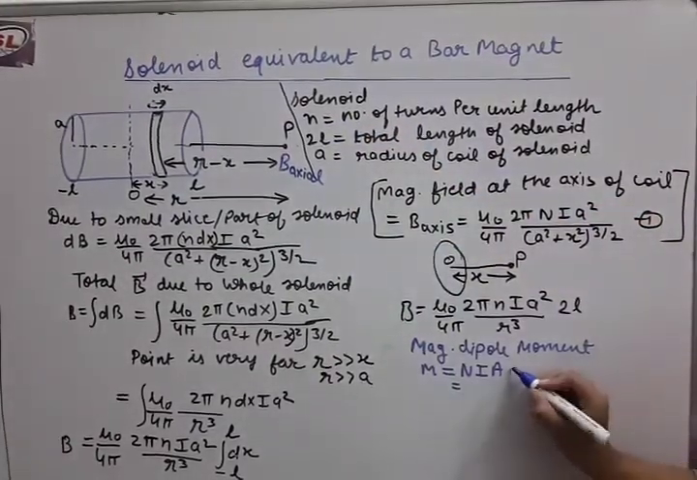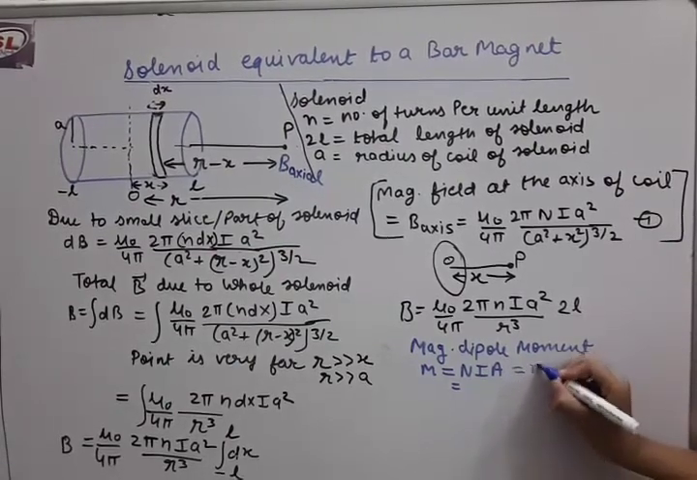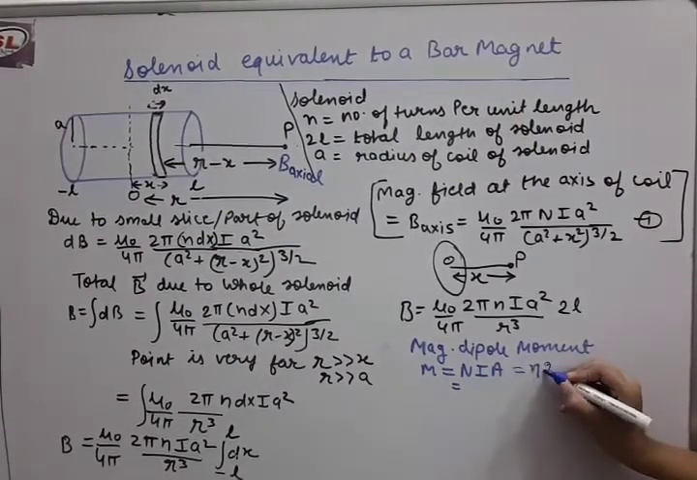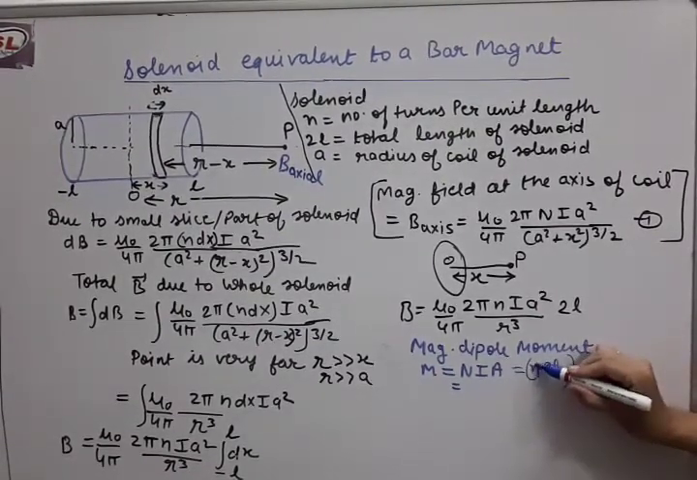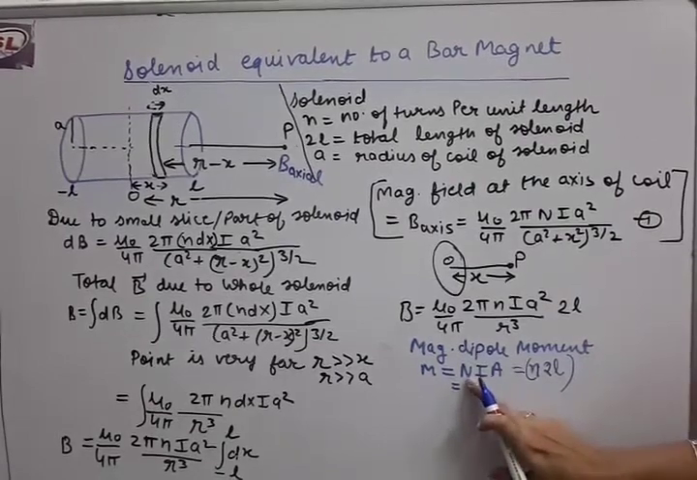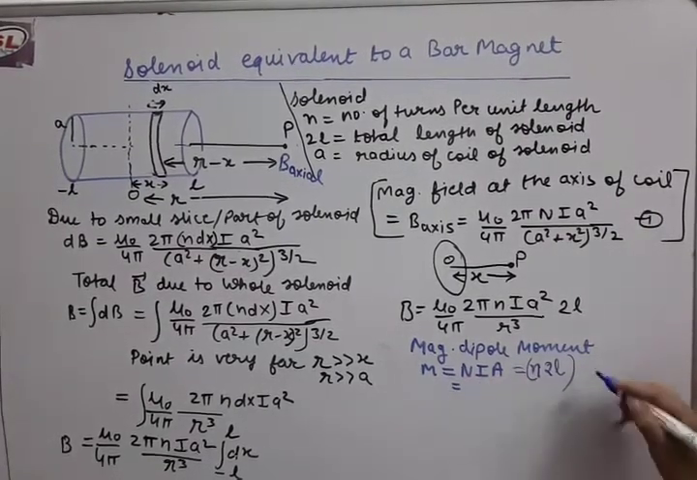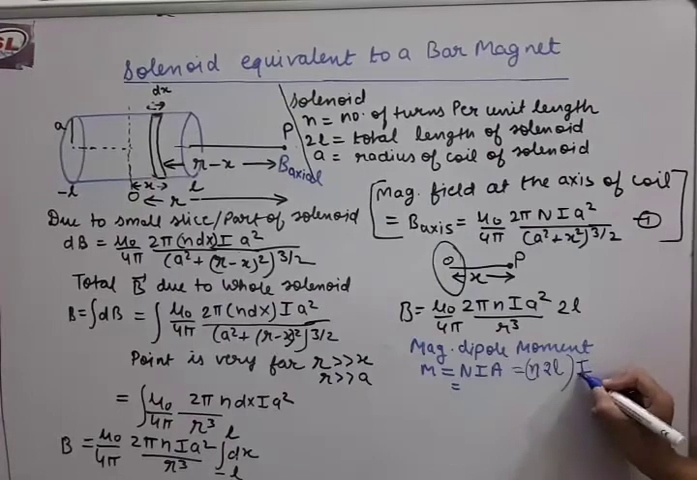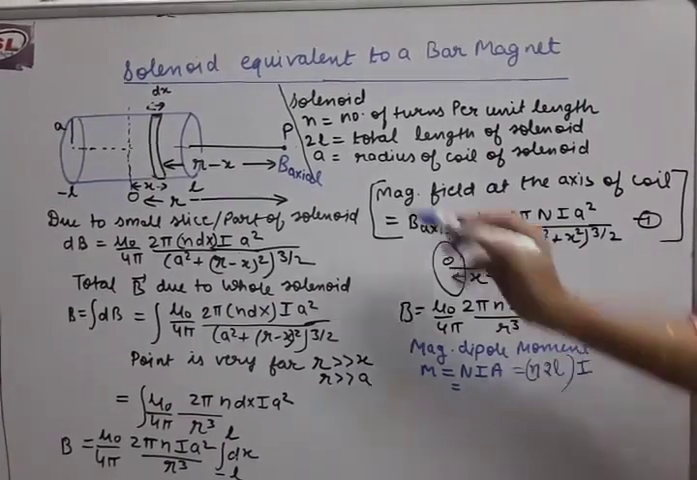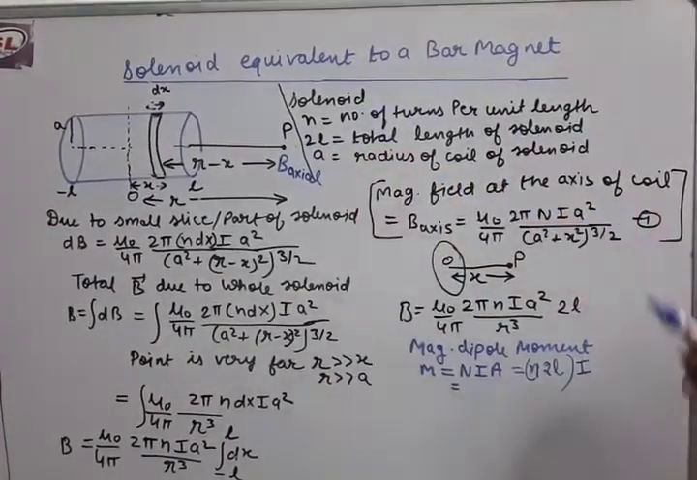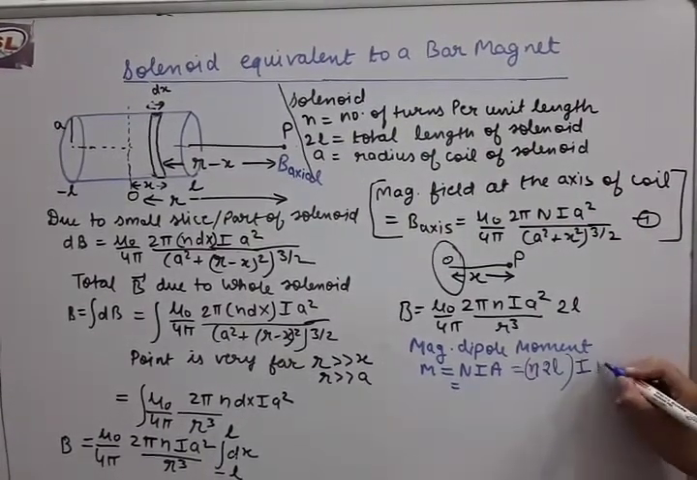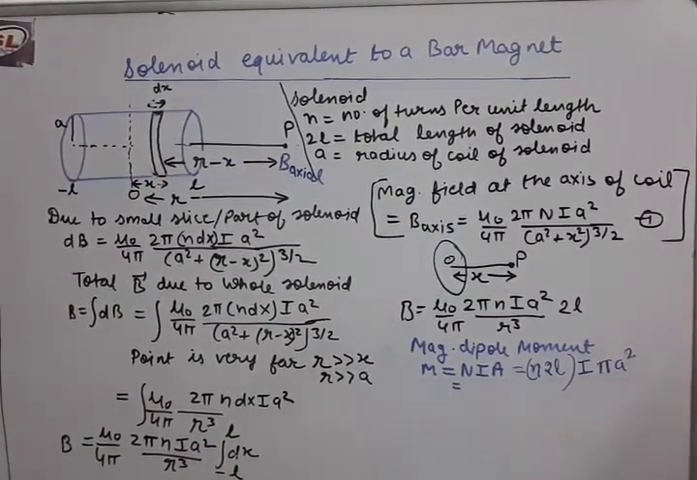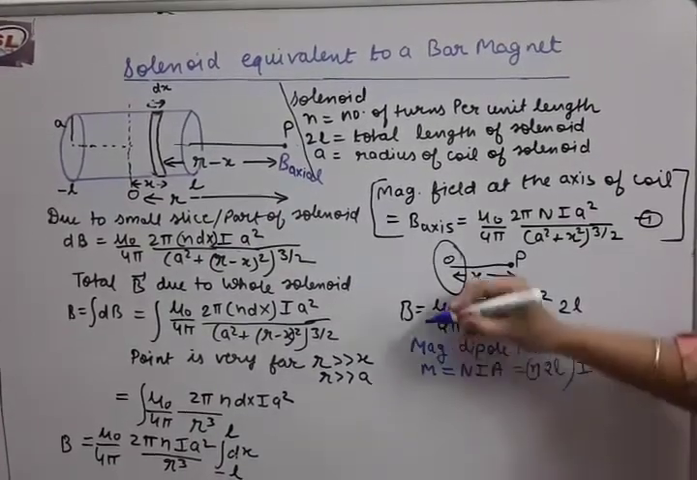So n, small n into 2L, this I have substituted for total turns. I is the current flowing. Then area: the radius of the solenoid is a, so the area formula will become pi a square. This way our magnetic moment of the solenoid is prepared.